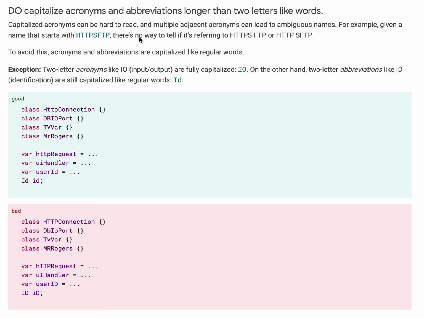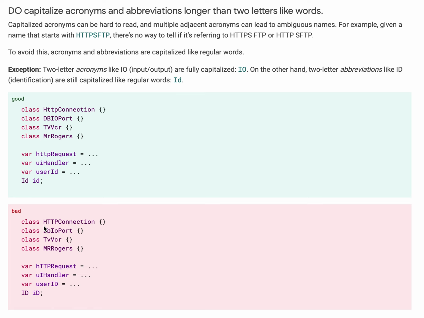So let's read about how to name acronyms and abbreviations. We capitalize them like regular words. For example, we have HTTP connection, then we abbreviate it as H capital, TTP small, and connection. And we have HTTP connection, like we capitalize the whole word of HTTP. That is a bad convention. So we should be doing like that. So we are following upper camel casing here, just like the regular words.